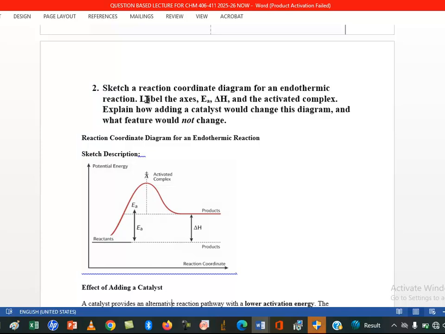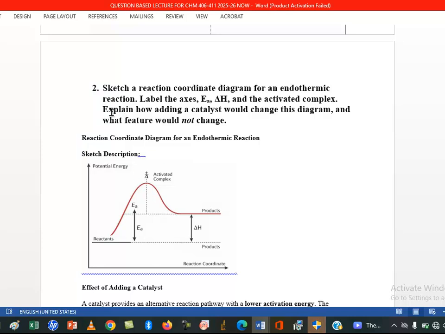Now to the second part, it said label the axis. So the axis here is potential energy, here is reaction coordinate, and EA. Please, this is where there's a slight correction here. EA starts from the top of the curve down to the line where you have the reactant. So from here to here you draw the arrow, that is EA. Delta H is what you have between the product and the reactant, so that's delta H. And there you have the activated complex. So the second part of that question has been answered.